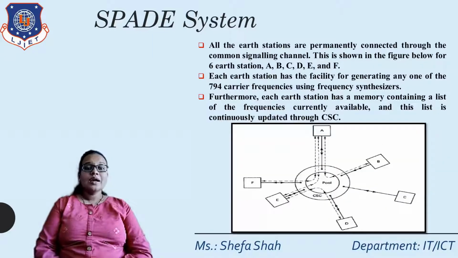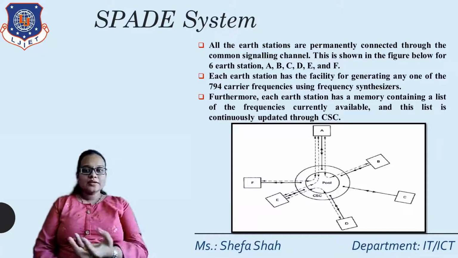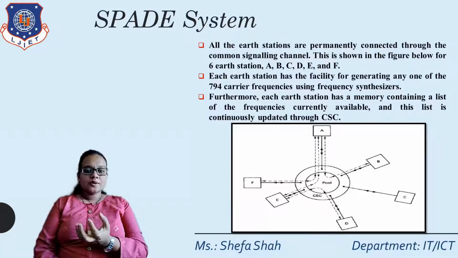Now, how does this paired system work? Let's take an example. In this figure you can see there are a total of 6 earth stations, which are A, B, C, D, E, and F. These 6 stations are connected with the common CSC, and this common CSC has all the frequencies which are connected with the pool. So all the earth stations are connected with the pool.